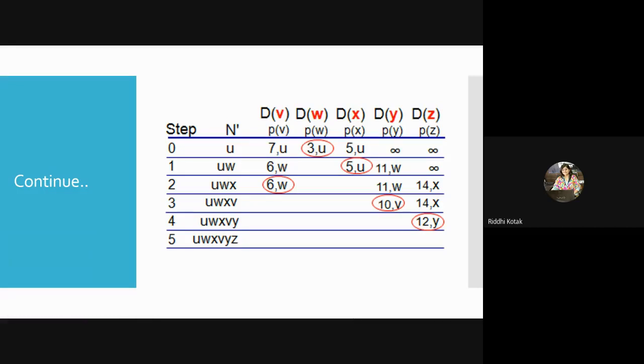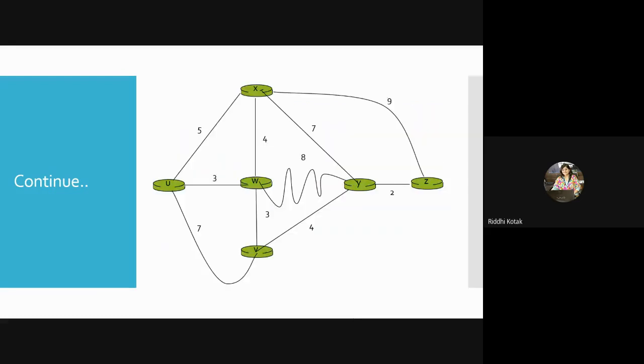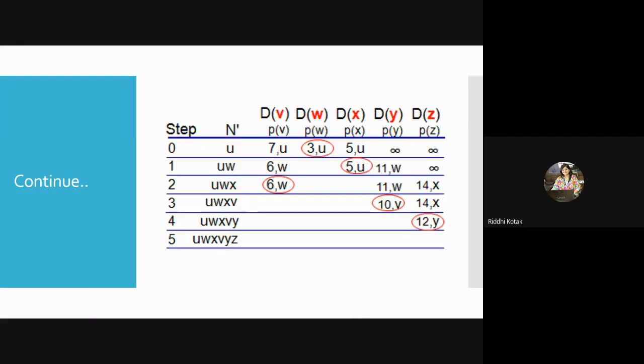Now again go to the graph first and we have to start from W. U is already visited, so we don't need to enter about that. Then next over here, just a second.